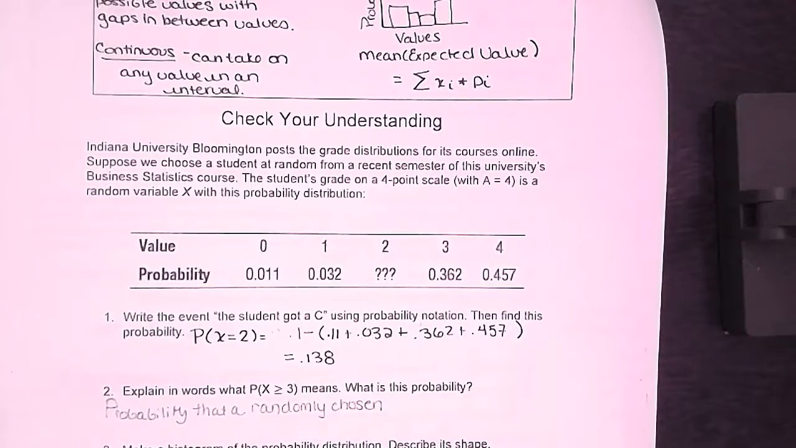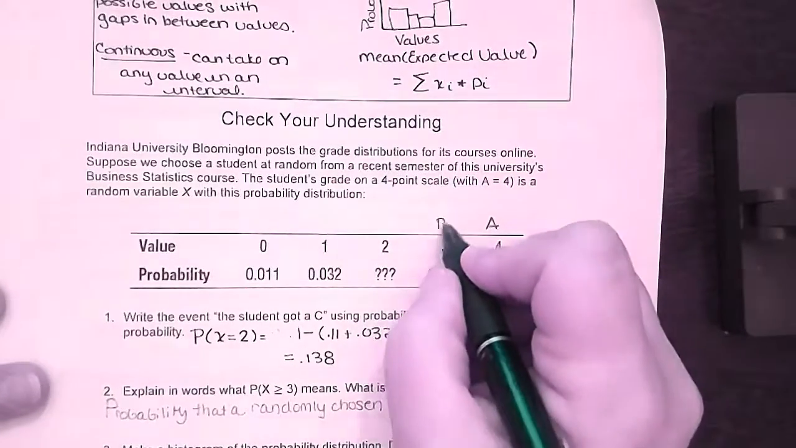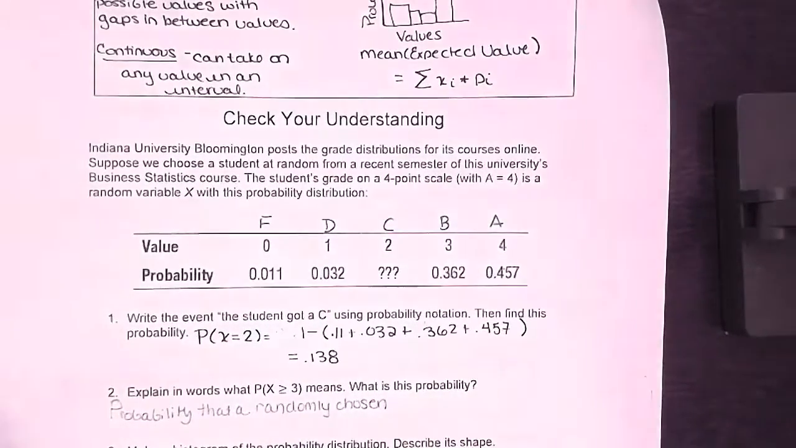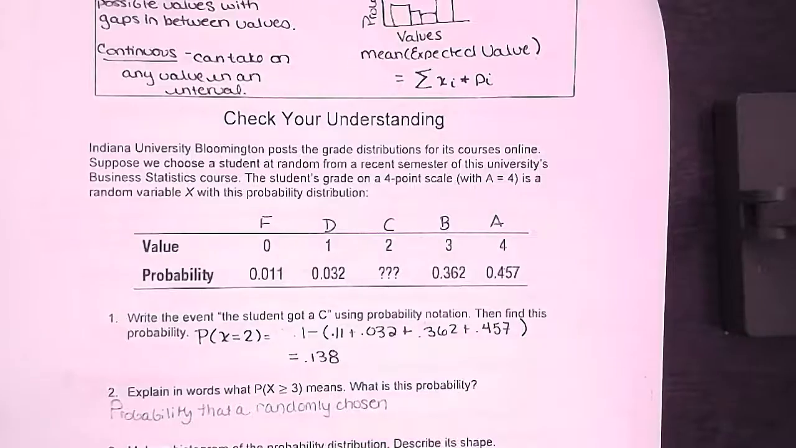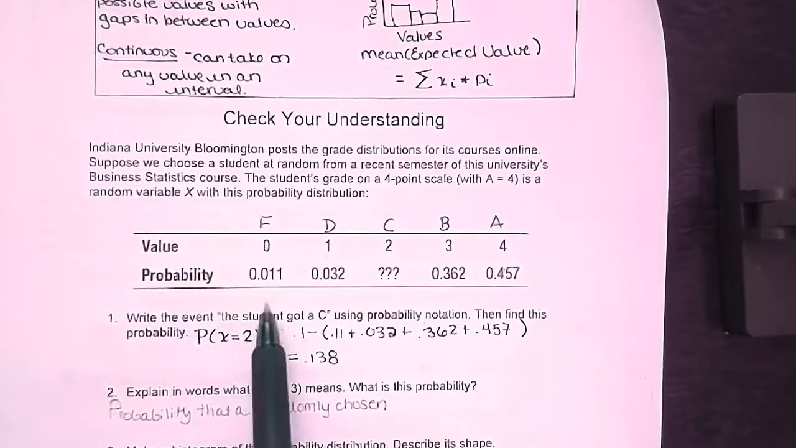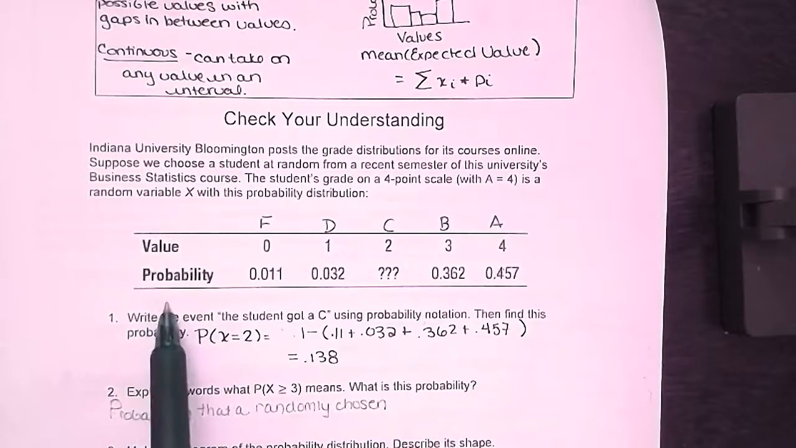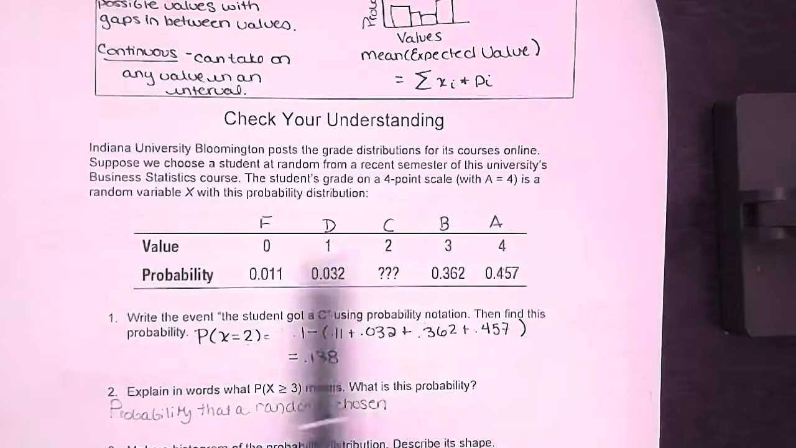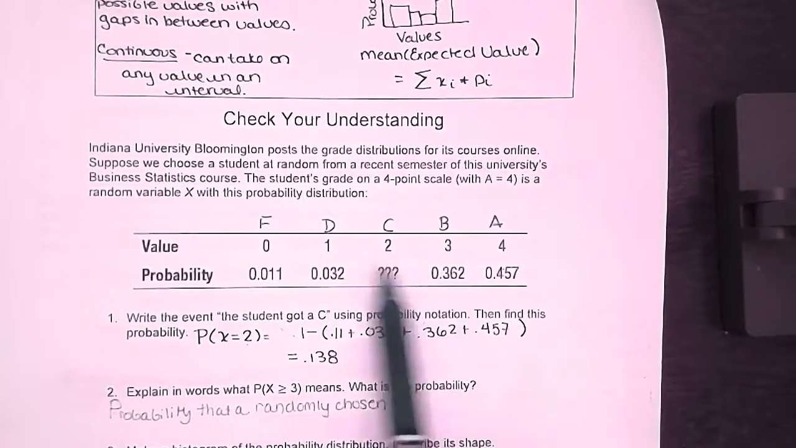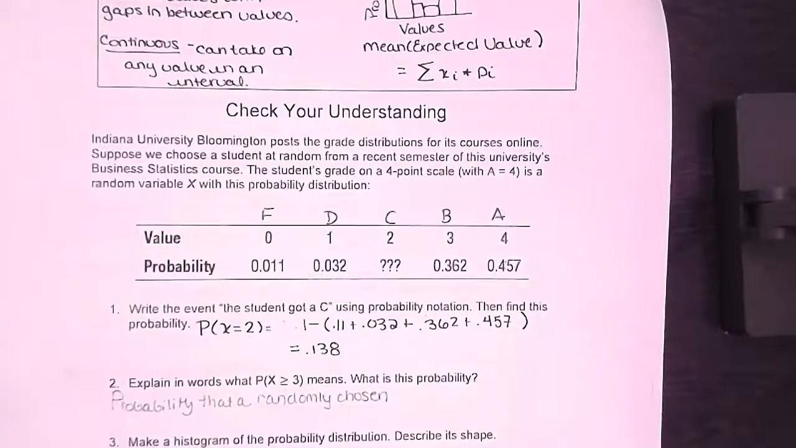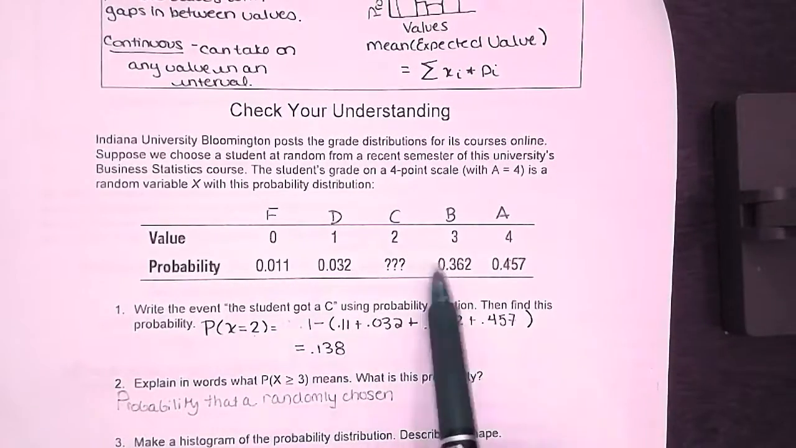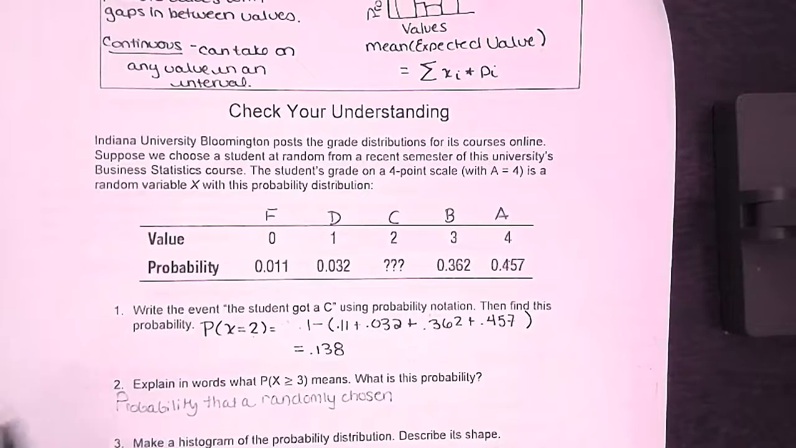Okay, so the first thing we had to do was figure out what this one is. And remember, this is an A, a B, a C, a D, and an F. Of course, you guys are all going to be there, right? So who has a C? What's the probability of somebody getting a C? So write the event using probability notation, then find its probability. So the probability of X equals 2. Again, this is a discrete random variable because you can't, well, I guess you could get a 2.5, but for the sake of this, let's just do that. Okay. So I took all one and subtracted all these given values and came up with this last one, which is 0.138.